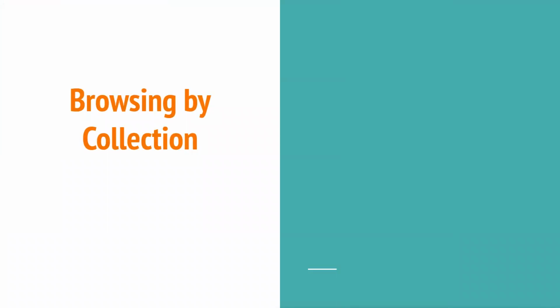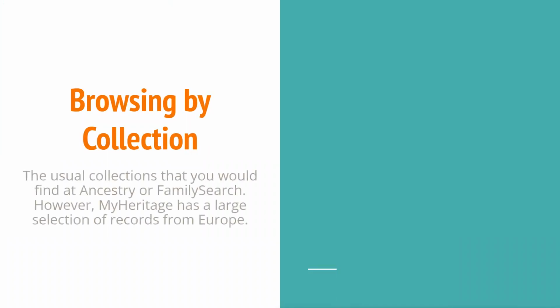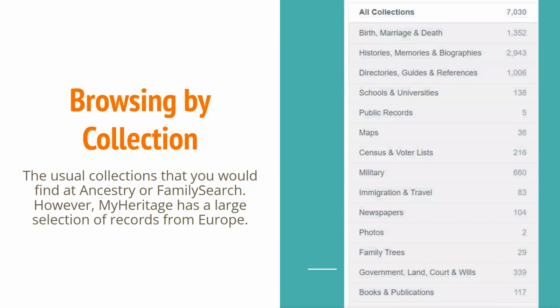Now we're going to go for browsing by collection. MyHeritage has the typical collections you would find on other genealogy sites and platforms, including census, immigration, vitals, and public records. However, MyHeritage does have a large collection of records from Europe because MyHeritage is also based in Europe. They include Nordic census records, France's naturalizations, Germans, Italians, and Russians immigrating to the US, as well as Greece directories.